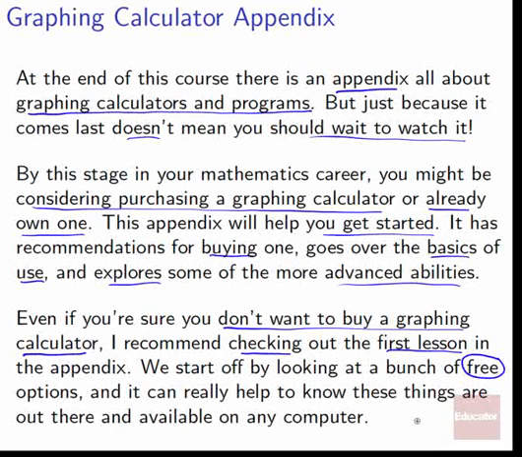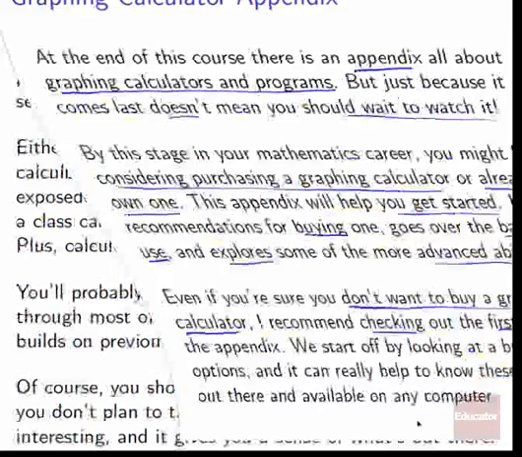Having access to a graphing calculator, something that you can graph with, can make a lot of problems a whole lot easier, and it helps you really quickly build up an intuition that just doing these things by hand can't get you very quickly. So I really recommend you check out that first lesson, see some of the free options, even if you aren't interested in buying a graphing calculator.